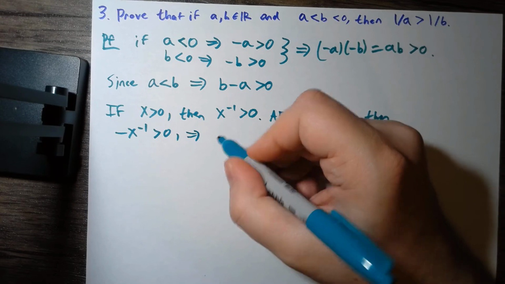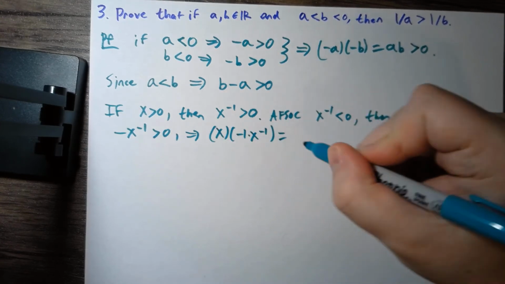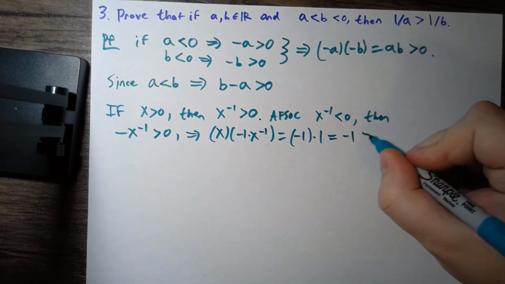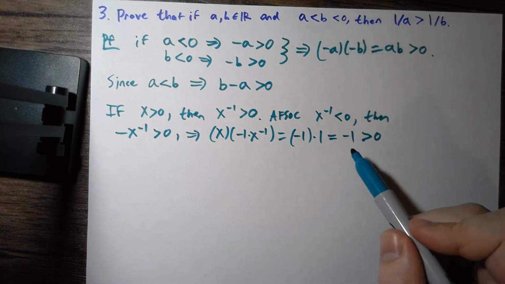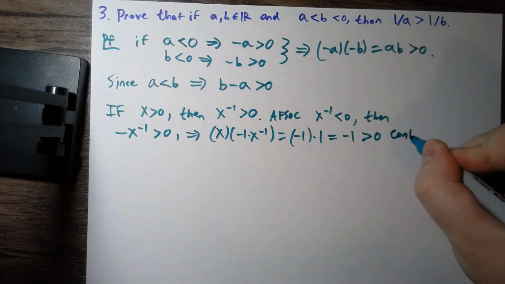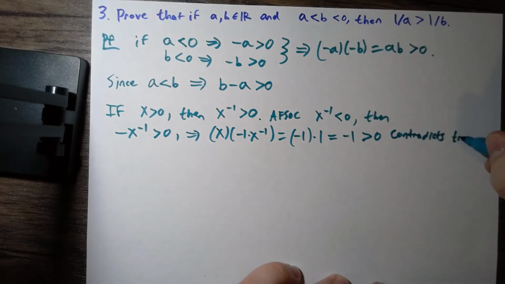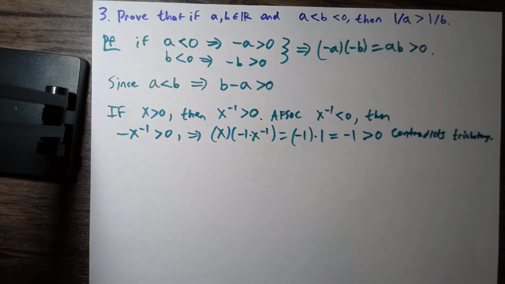This would imply that x times negative x inverse, this is going to just be negative 1 times 1, so negative 1 is positive. But that contradicts the trichotomy axiom of an order, because you have to have that 1 is always going to be a positive number.